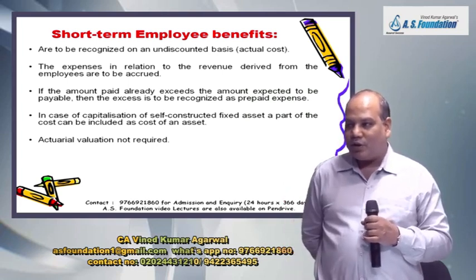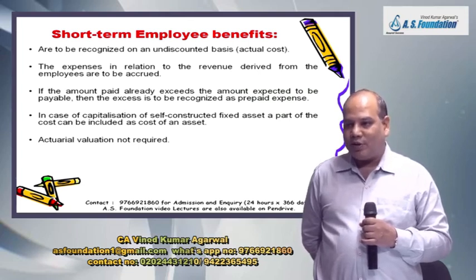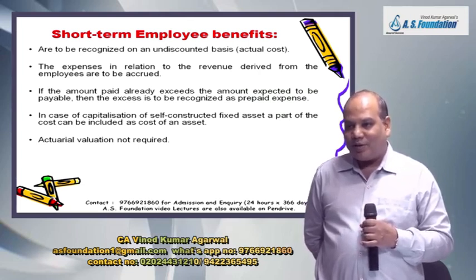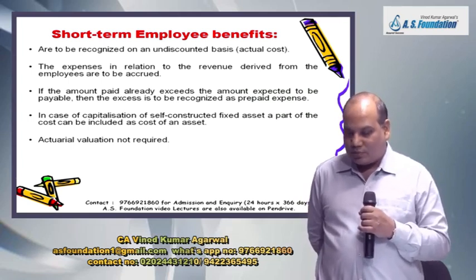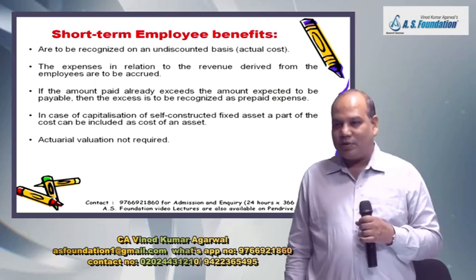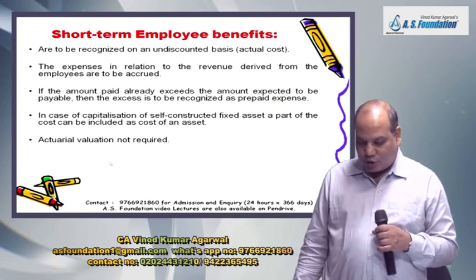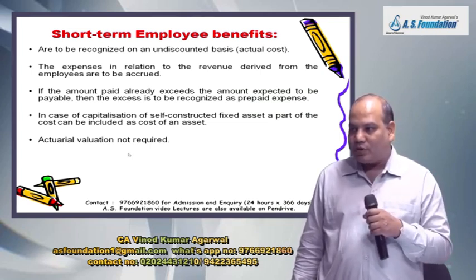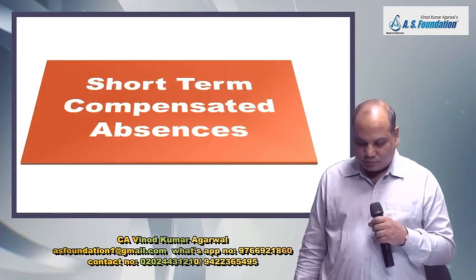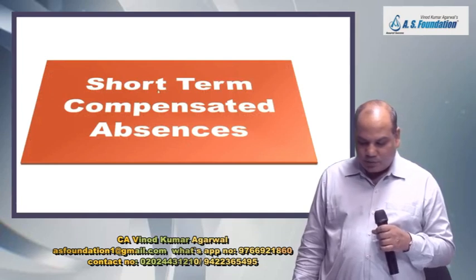And then what is the fourth entry? P&L account debit or asset account debit to employee benefit account. Either you recognize it as expense or you capitalize it. Good news, actuarial valuation is not required. That is about short-term employee benefit.